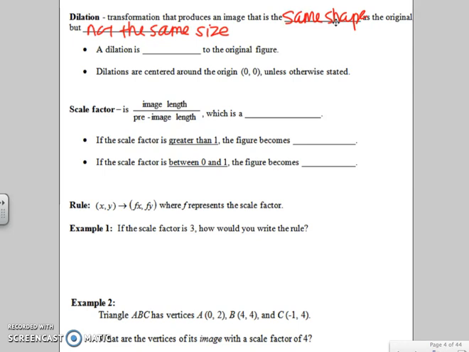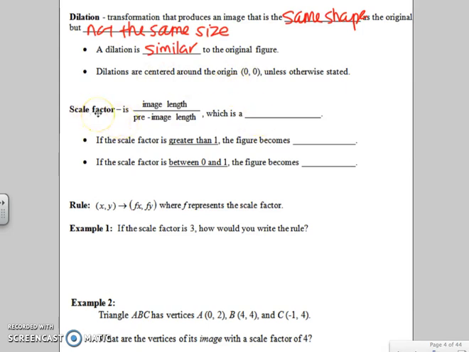So a dilation is similar to the original figure. So we've done reflections and translations, which those were congruent. So I moved a triangle somewhere else. I didn't change the shape of it. It's still a triangle. It's still the exact same size. So those were congruent. But dilations are going to be similar, okay? So dilations are centered around the origin unless otherwise stated. So we're not going to go into otherwise stated. We're going to center everything around the origin, okay?